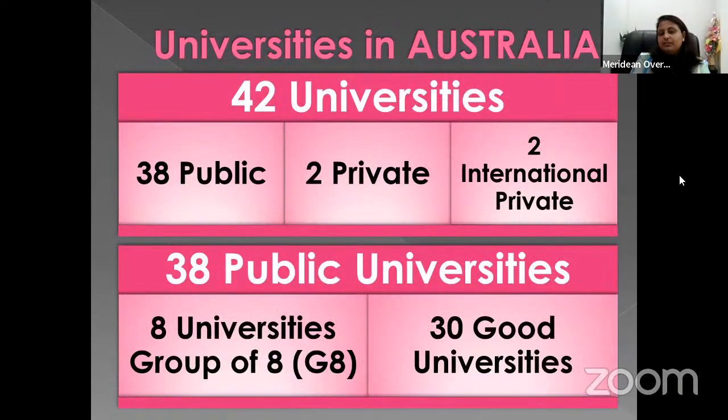Now, coming to the universities. In Australia, we have 42 universities. These 42 universities have been divided into 3 parts: public, private, and international. The 38 public universities have been divided into two parts: Group of 8 universities and good universities.